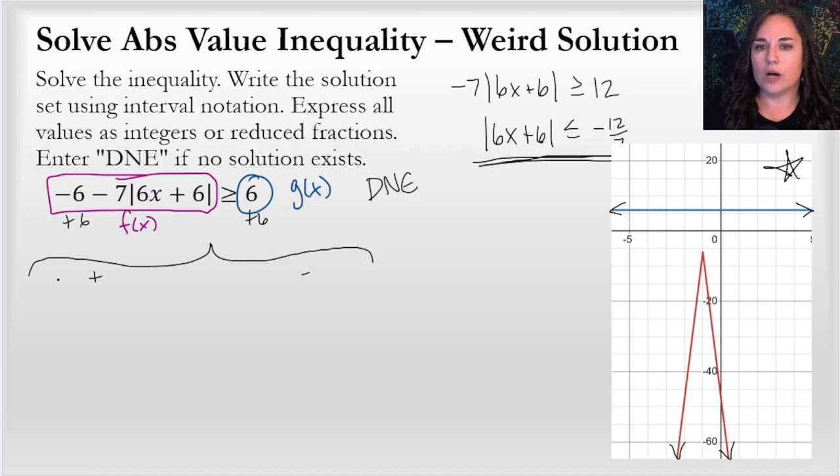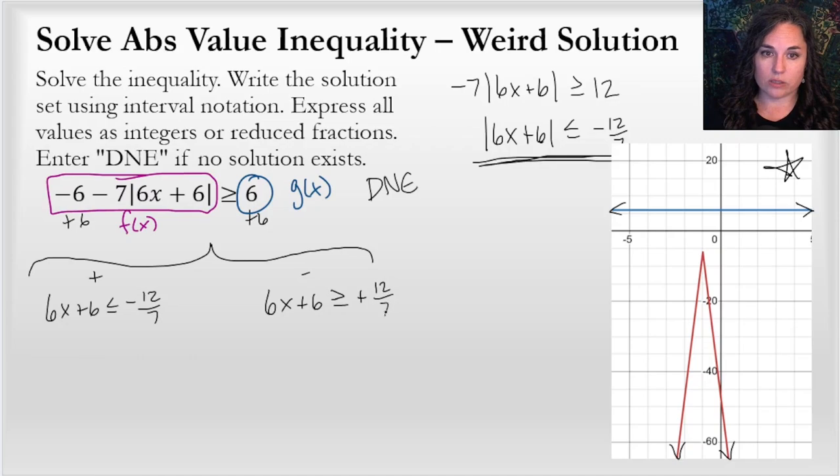All right, so I'm going to solve like I did on the previous problem. I'm going to take the positive version of this. So I'm going to take 6x plus 6 less than or equal to -12/7. I'm also going to take the negative version of this, 6x plus 6, and switch the directionality, greater than or equal to +12/7. Remember, I changed that inequality direction and I changed the sign. So I'm going to solve here.